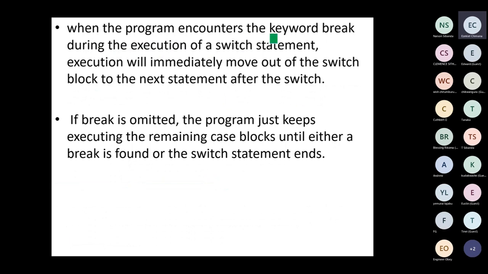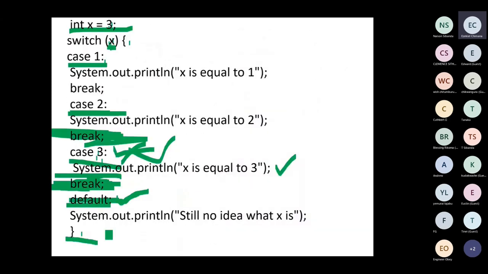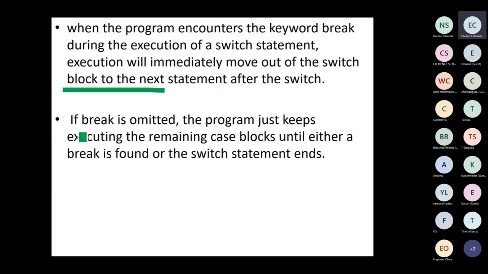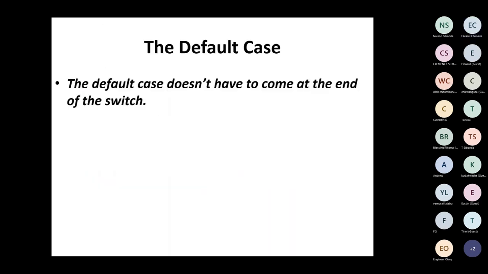When the program encounters the keyword break during the execution of a switch statement, execution will immediately move out of the switch block to the next statement after the switch statement. So it will come just down here after the block of our switch statement. If break is omitted, the program just keeps executing the remaining case blocks until either a break is found or the switch statement ends.